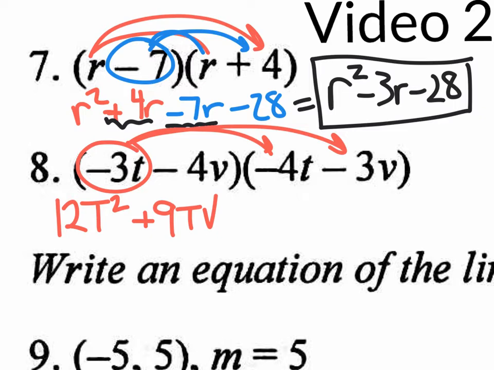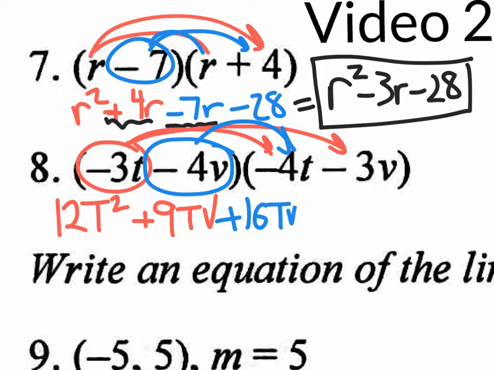Now let's distribute the minus 4v times minus 4t. Well, negative 4 times negative 4 is positive 16, and v times t is vt. We might as well put it in alphabetical order and put tv again. And then negative 4v times negative 3v, that's going to be a positive 12. V times v is v squared.